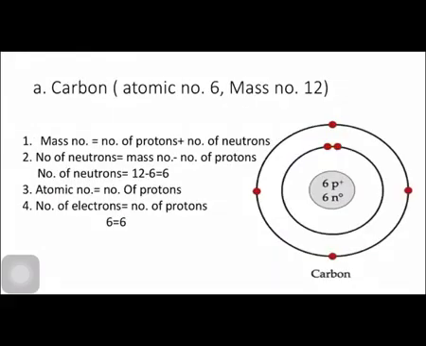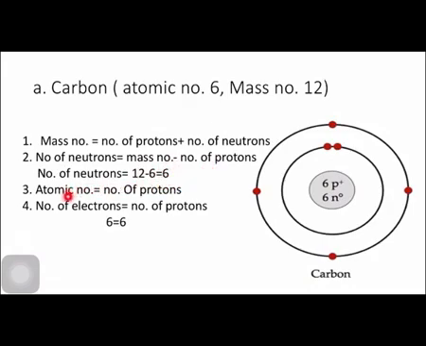In part A of self-assessment exercise 2.1, we have to draw the Bohr atomic model for carbon atom. Its atomic number is 6 and mass number is 12. Students, here the atomic number and mass number for carbon atom are given, but the number of neutrons is not given. So let's first find the number of neutrons. We can find the number of neutrons by subtracting the atomic number from the mass number. So here the number of neutrons is 6.